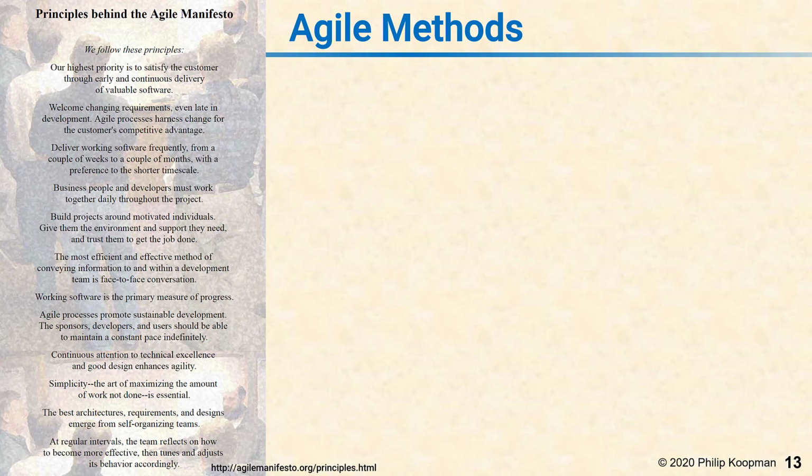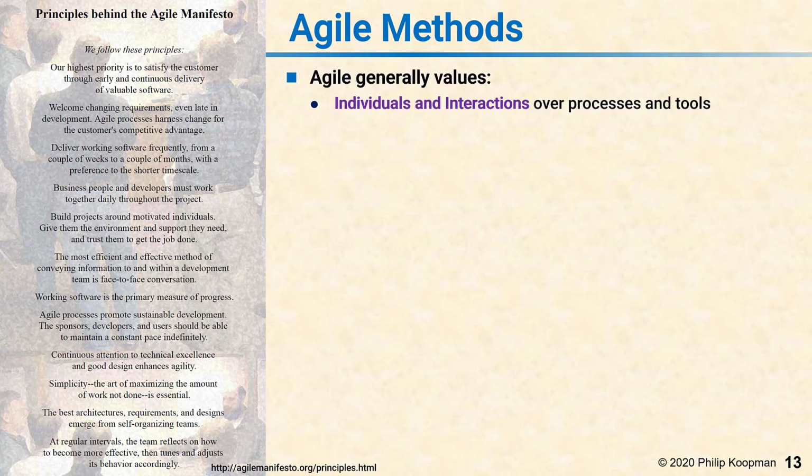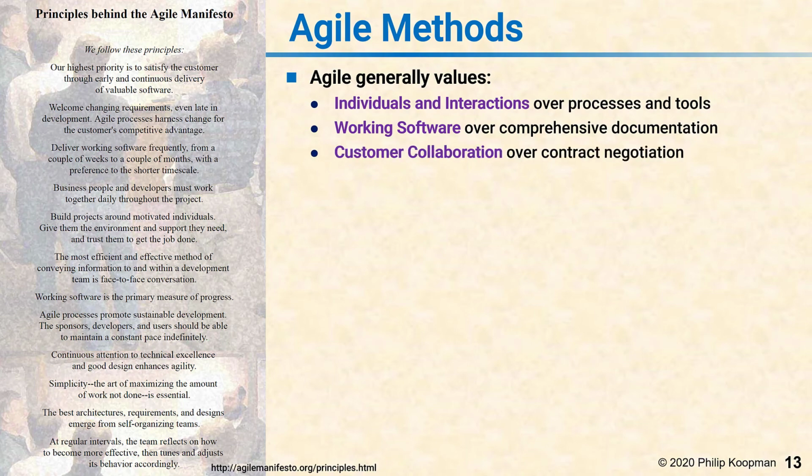And a summary of some of the key values is it values individuals and interactions over processes and tools. It values working software over comprehensive documentation. It values customer collaboration over contract negotiation. And it values responding to change over following a plan. Now, these principles can be very helpful in certain situations, but it's important to note that these are relative statements. For example, working software over comprehensive documentation. That does not mean zero paper. What it means is the emphasis is on working software, and so on.